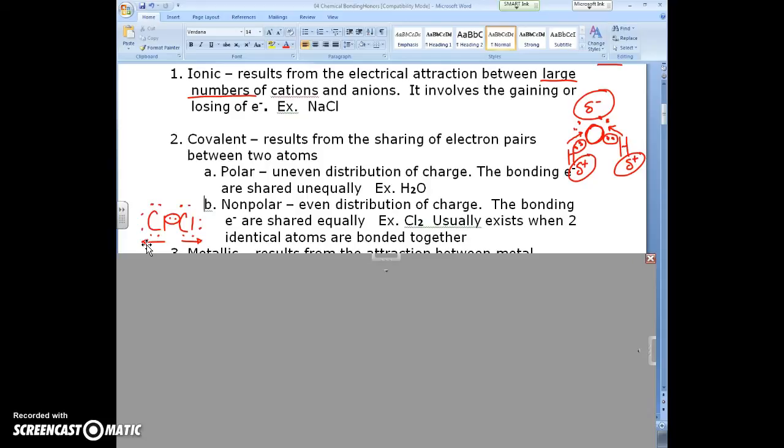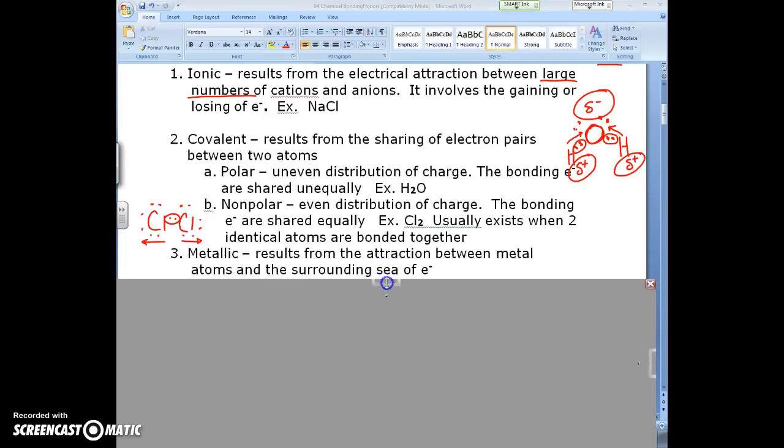All right, so we have ionic, which is gaining or losing electrons, and it's that positive attracted to that negative. Then we have covalent, where they're going to share. They can share unequally, and that's polar, where they have the opposite charges. Or they could share equally, and that is called nonpolar, and there are no charges in nonpolar.